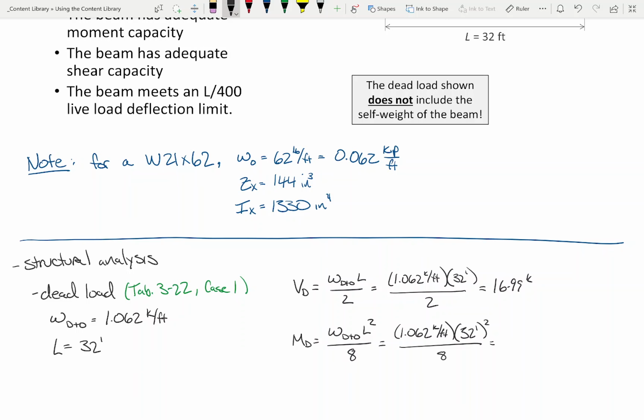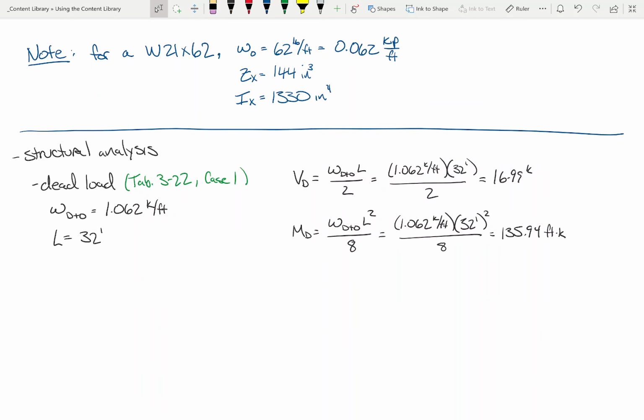$135.936, so we'll say 135.94. And what are the units, by the way? Foot kips, because that's a moment, right? Now, live load. What case is going to apply for the live load? It's not a trick question, by the way. I promise. Case 1 as well, right?